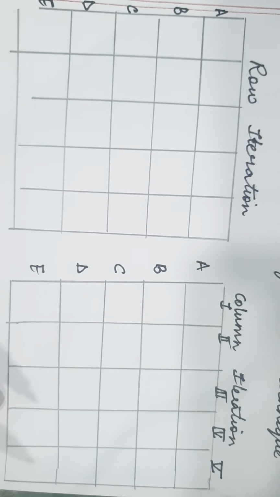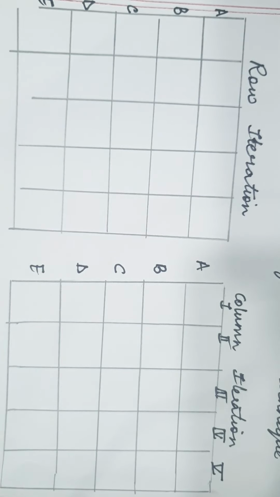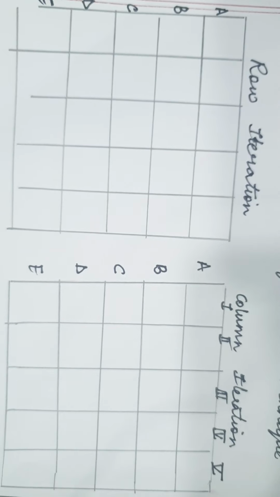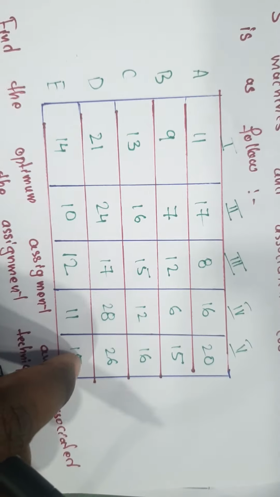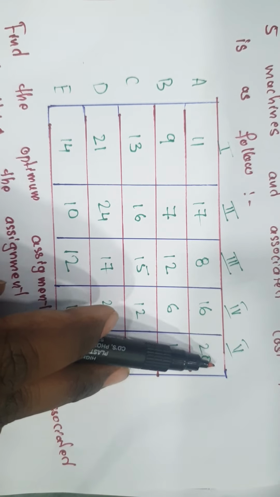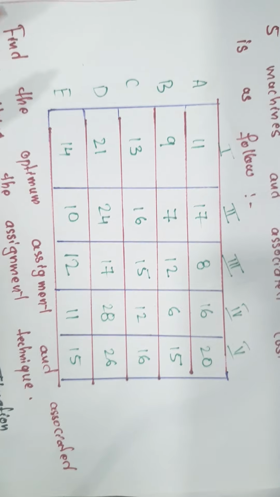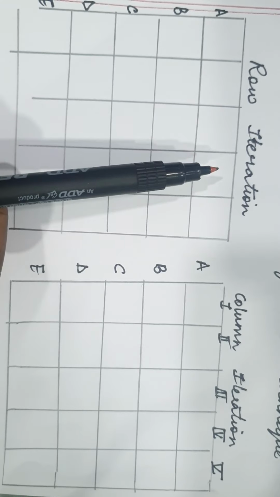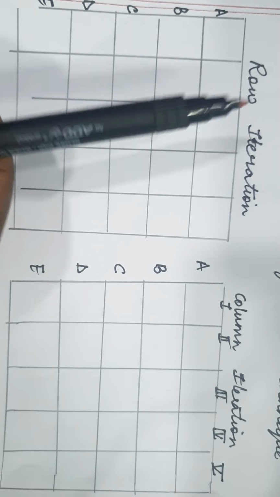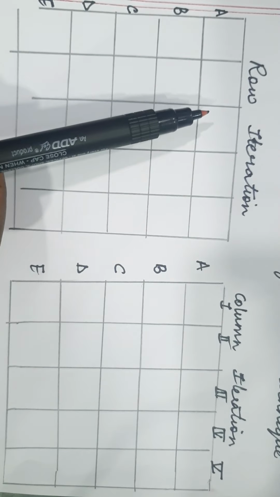As you can see, in the question the values are given: A, B, C, D, E, and machine 1, machine 2, machine 3, machine 4, machine 5. So first you have to go for the row operation, and the second one is the column operation.